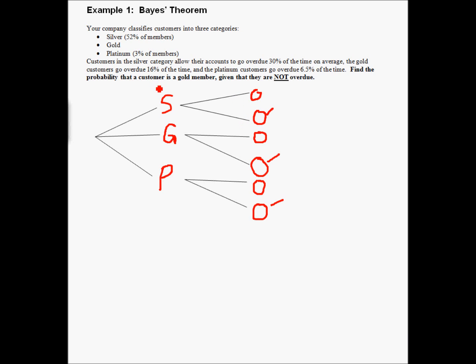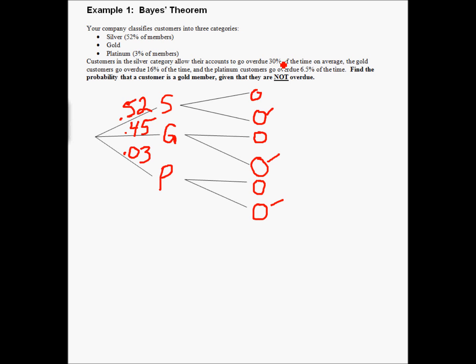So let's go ahead and start putting in percentages. Looks like 52% is silver. Now we're not going to write it as 52% on here. I'm just going to write it in its decimal equivalent form. Platinum is 3%, which would be 0.03. Now if 52% are silver and 3% are platinum, then gold would have to be the other 45%.